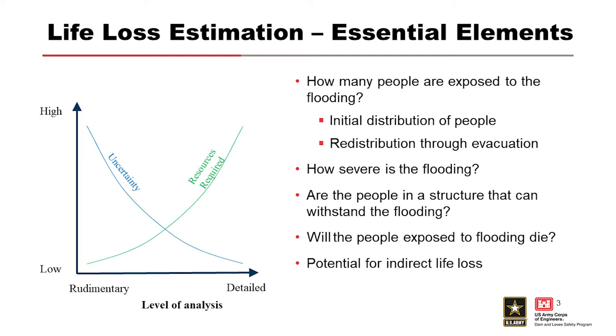Okay, first one, how many people are exposed to the flooding? When you talk about that, at the onset of the event, you're about to have a big flood event. Where are people located before that event starts? And then how do people redistribute due to any warning or evacuation that they may get? The focus of this is really going to be estimating potential loss of life. So we're going to be talking a lot about people and the potential for them to lose their life because of a flood event. Really, a lot of our decisions are focused on that concept of life safety is paramount. So that's what the focus of this is going to be.